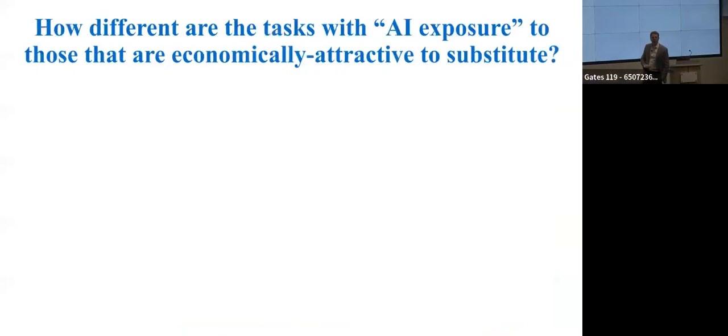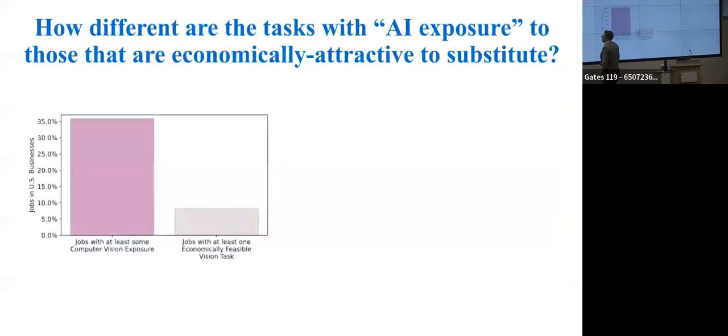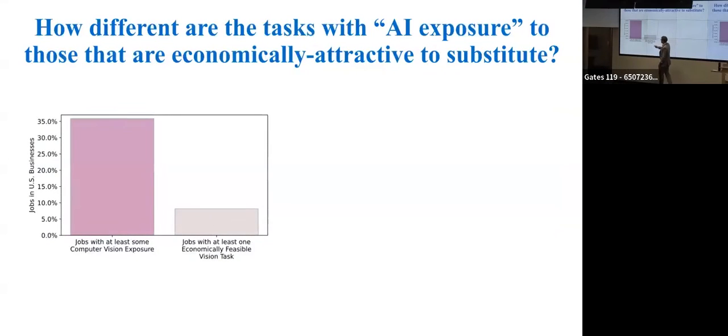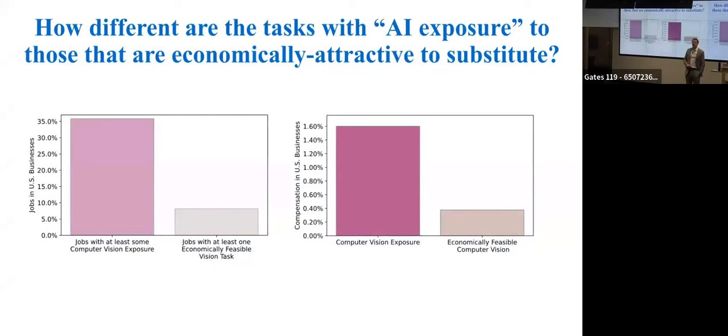Okay, so how big a difference does this make quantitatively? Well, across the US economy, about a third of jobs have at least some computer vision exposure, meaning the job has at least one task that could be performed by vision. If you ask the share that are economically feasible or economically attractive, now it's actually like 8 or 9%. About a quarter of the other number. You can also look at this in terms of the total wages that we're paying those workers, and you get almost an identical view.